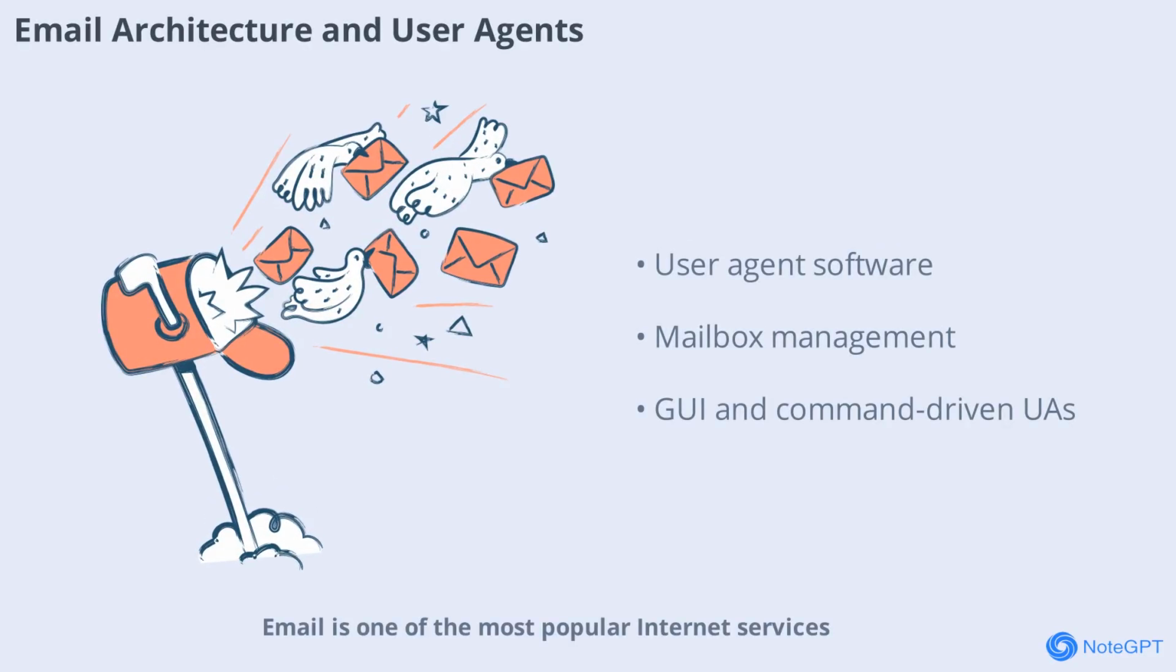Mail is one of the most popular internet services. The user agent, UA, is the software that helps users compose, read, reply to, and forward messages. UAs manage mailboxes, providing inbox and outbox functionality. There are command-driven and GUI-based UAs, with modern examples including Outlook and Eudora. This architecture streamlines the process of sending and receiving electronic messages.